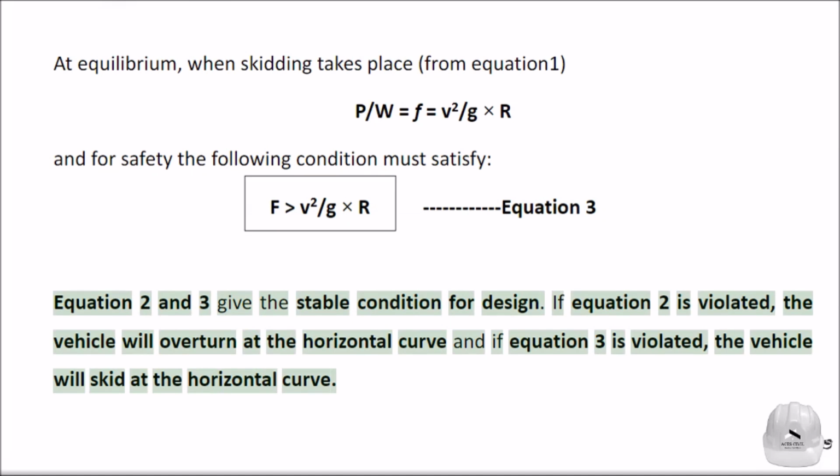Equations 2 and 3 give the stable condition for design. If equation 2 is violated, the vehicle will overturn at the horizontal curve, and if equation 3 is violated, the vehicle will skid at the horizontal curve.